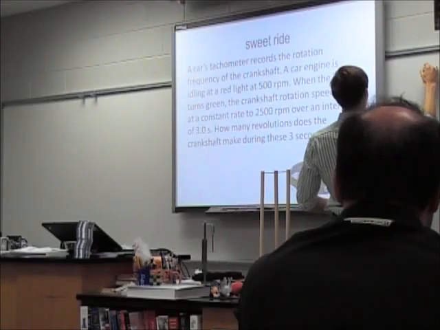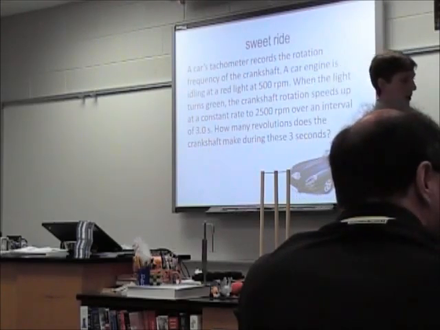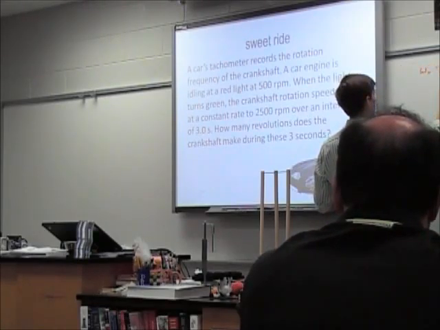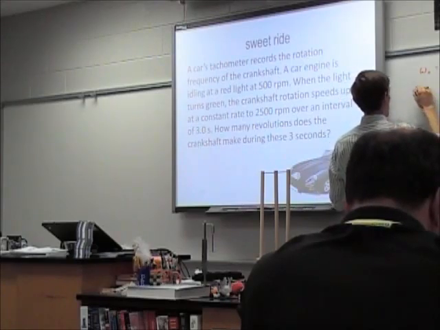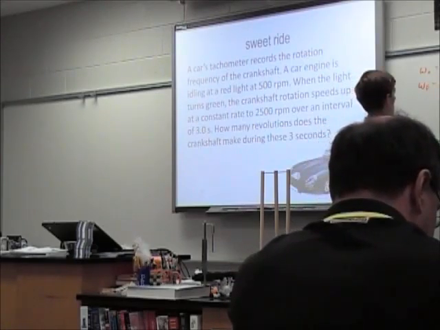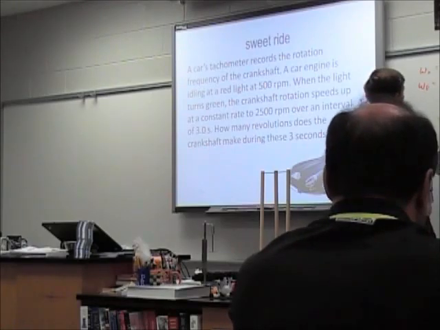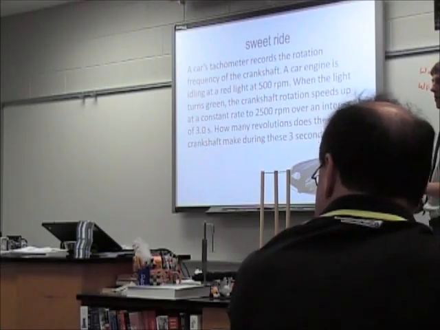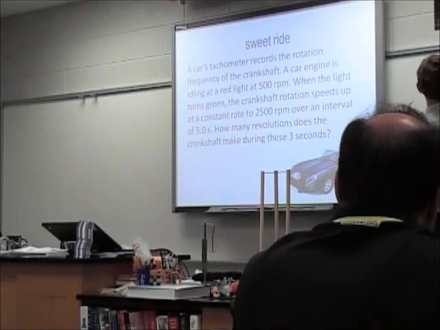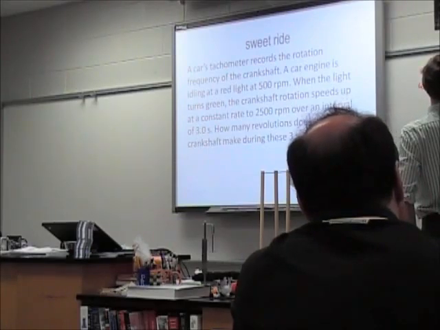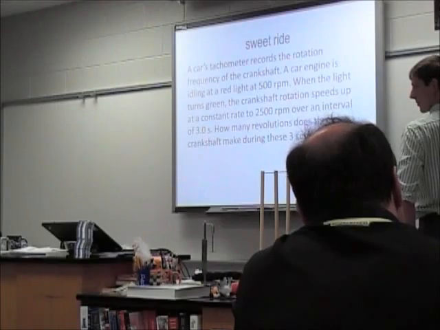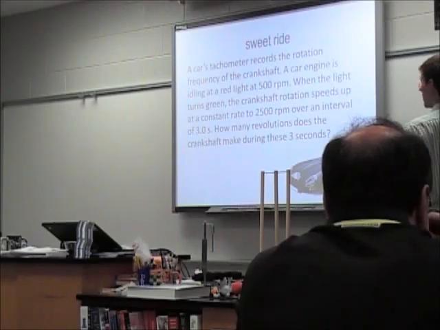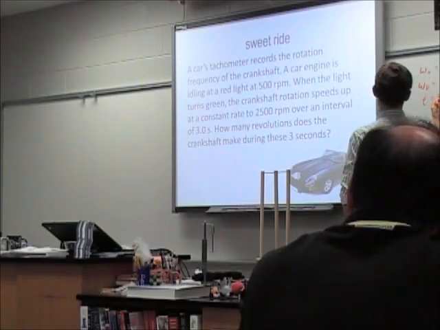So 500 RPM is omega naught. 2500 RPM is omega final. What is omega naught in radians per second? 52.36. Okay. And what is 2500? It's 261.8. Okay. And then I know it's been going for 3 seconds.